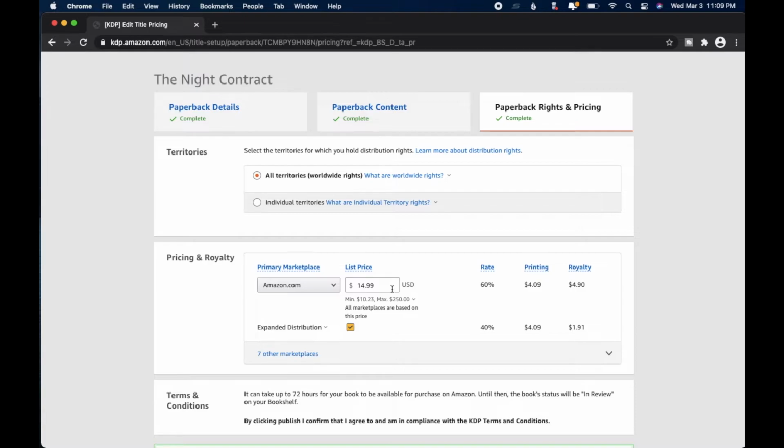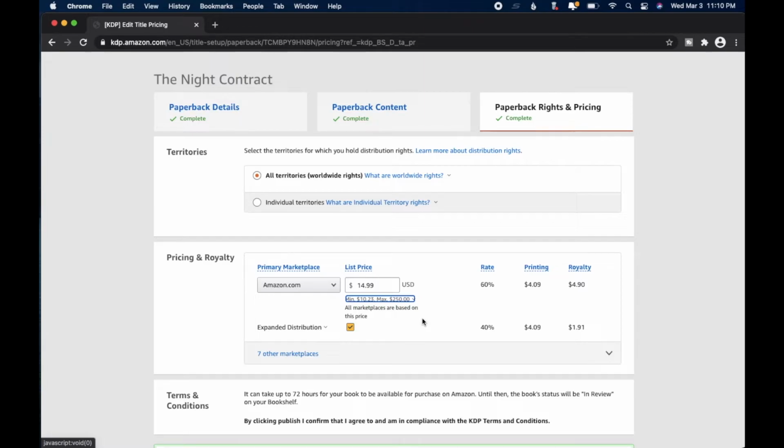I've listed my book at $14.99. Amazon tells you that it's got to be between $10.23 and $2.50. And the reason that there is a minimum is because the printing cost essentially cannot exceed the price of the actual book, the list price, or otherwise it would create a lot of confusion and you wouldn't get any sort of return or any sort of royalty or anything like that.